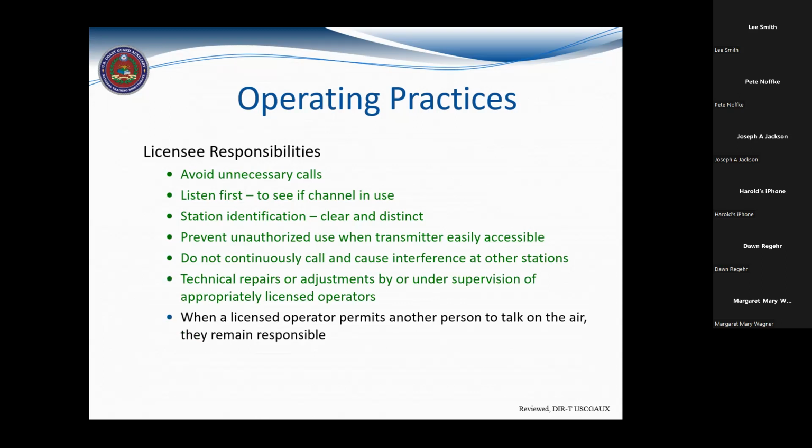Normally, you will not be testing your radio, but a licensed repair person can call the Coast Guard and ask for a test. They will identify themselves, and the Coast Guard will respond to those tests, but it's better if you can find another station.